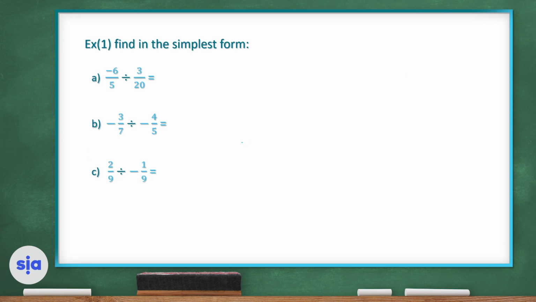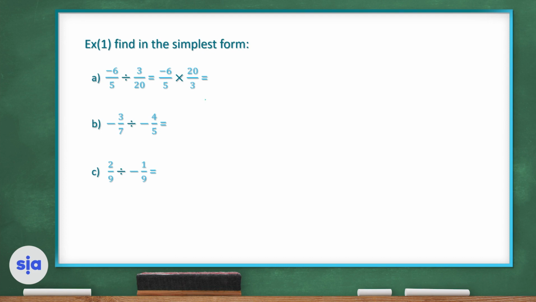Exercise number 1. Find each of the following in the simplest form. Negative 6 over 5 divided by 3 over 20. As we said, it's the keep change flip, or we multiply the first rational number by the multiplicative inverse of the second rational number. So it's negative 6 over 5 multiplied by 20 over 3.